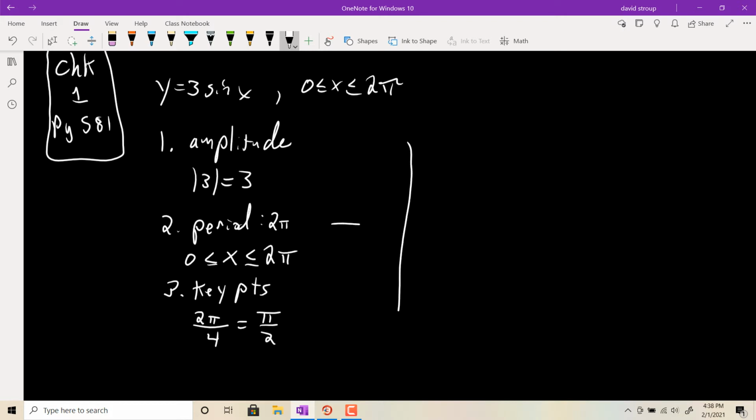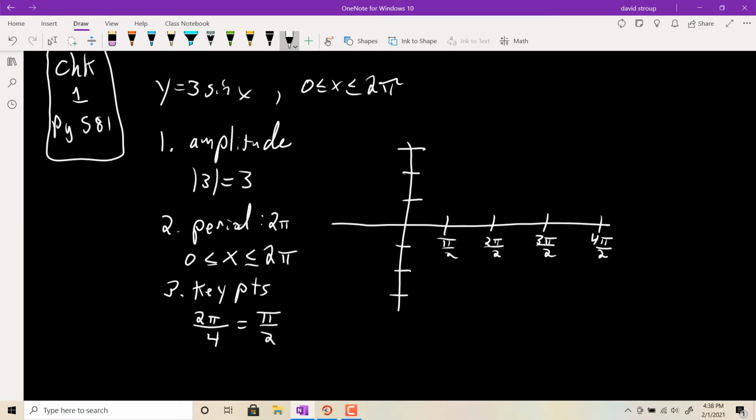Okay, so we come over here and draw our graph. We're going to be going up 3 and down 3, so we might as well get those tick marks. And then we're going by pi over 2's all the way up to 2 pi. So 1 pi over 2, 2 pi over 2, which is just the same as pi, 3 pi over 2, 4 pi over 2, which of course is just 2 pi.